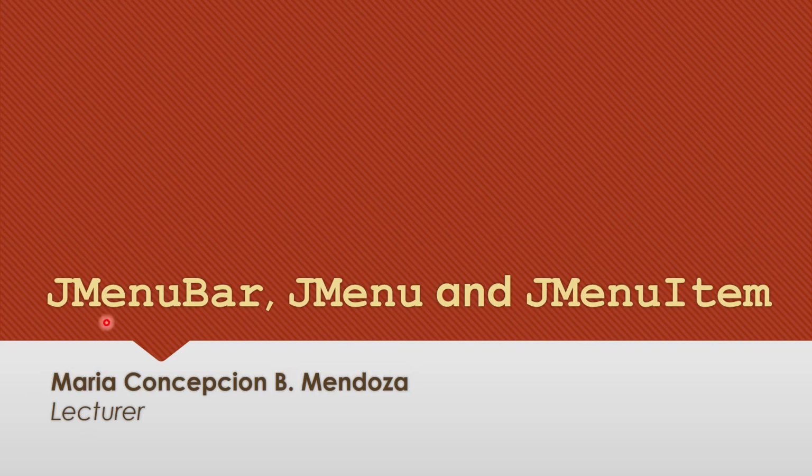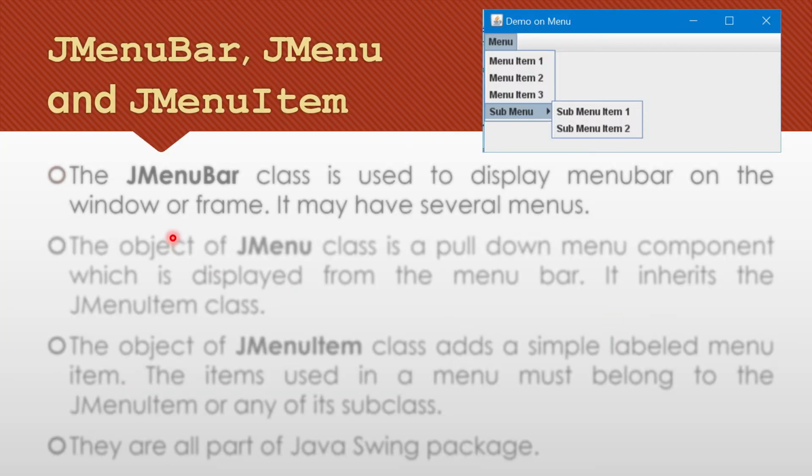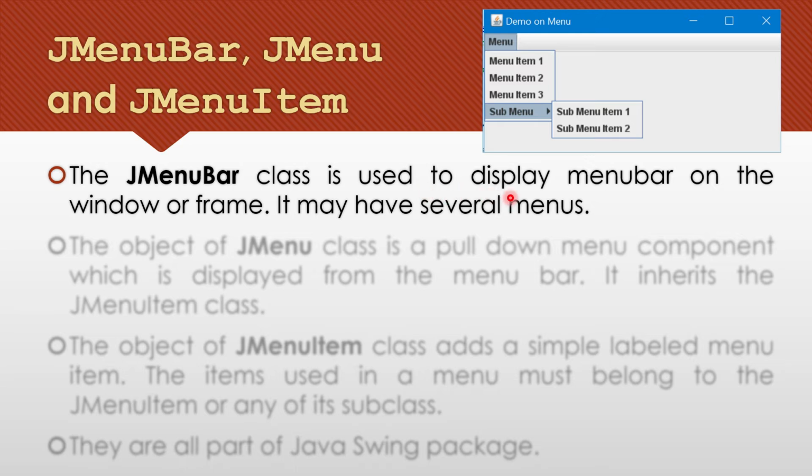For today's topic, we have the application of JMenuBar, JMenu, and JMenuItem. Let's start with the JMenuBar class, wherein it is used to display menu bar on the window or frame. It may have several menus. The menu bar is usually anchored to the top of a window under the title bar.